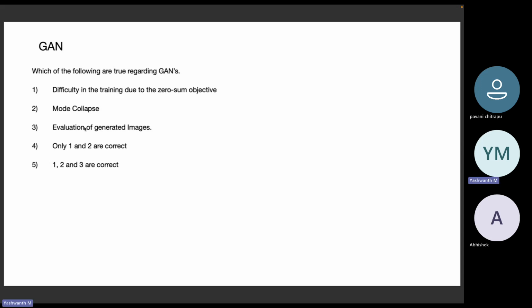And evaluation of generated images. We have these generative networks, so there's no clear way to evaluate how good the generated images are. And so only one and two are correct, and all one, two, three are correct is incorrect.